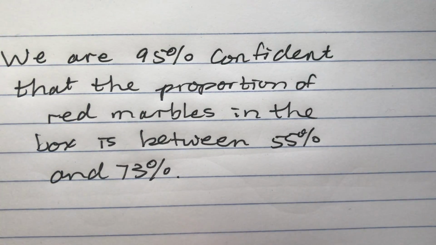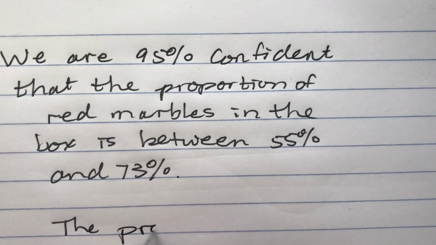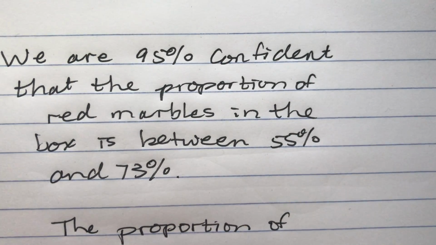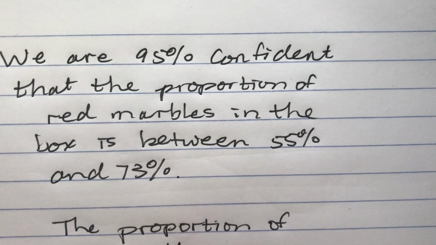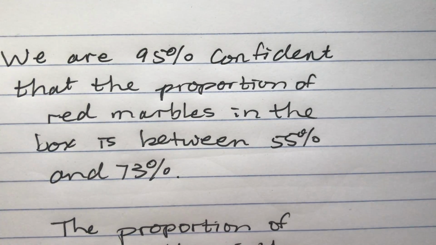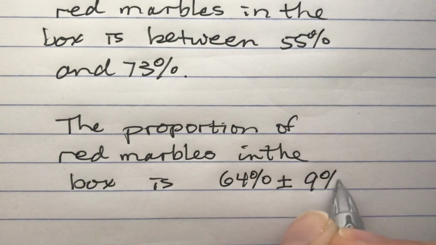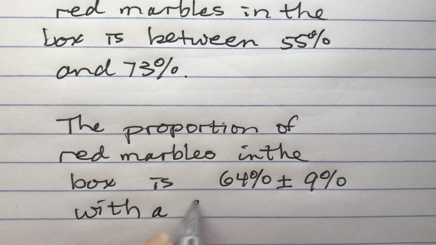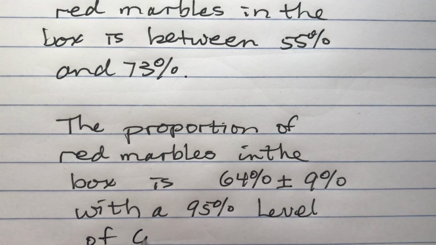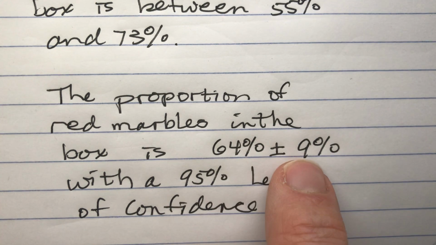But we can also write this information as follows. The proportion of red marbles in the box is 64% plus or minus 9%, with a 95% level of confidence. Now, in some other videos, I've shown the math behind this confidence interval, and what we saw is that this margin of error can be made smaller by increasing the sample size.